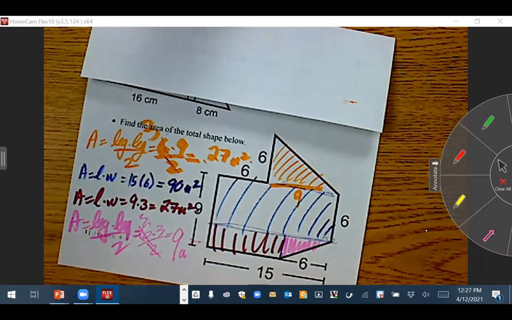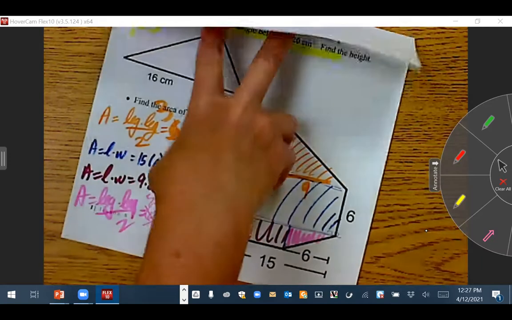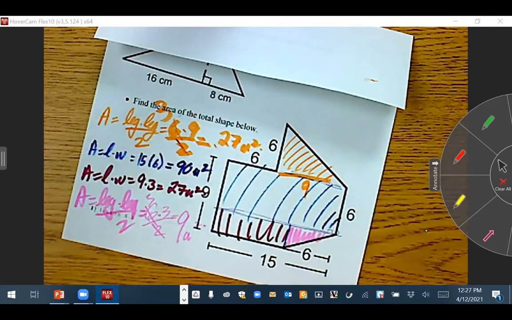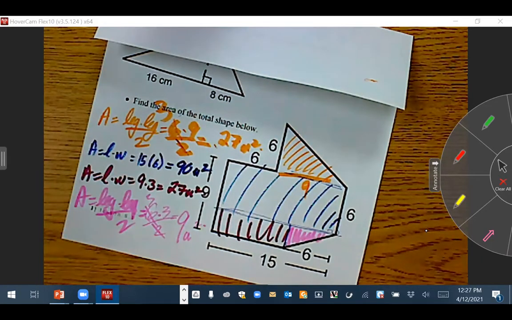You have basically 15 minutes to finish the rest of the packet, including the top 2 problems. And you may skip problem number 6 on the last page only.